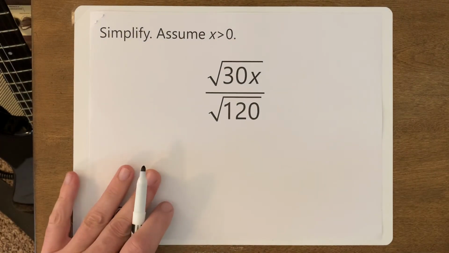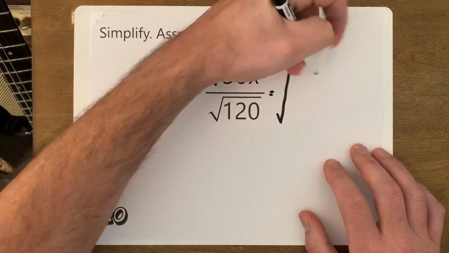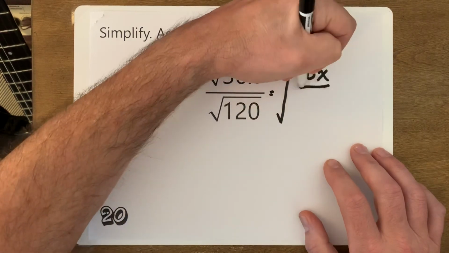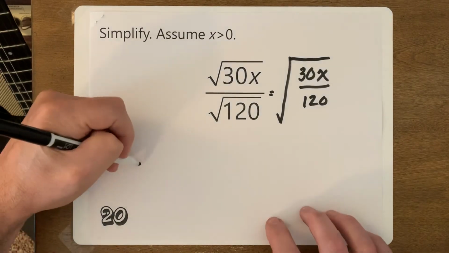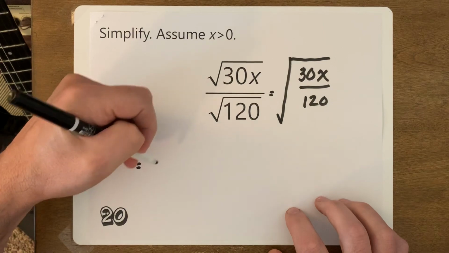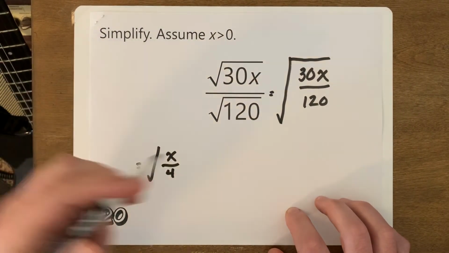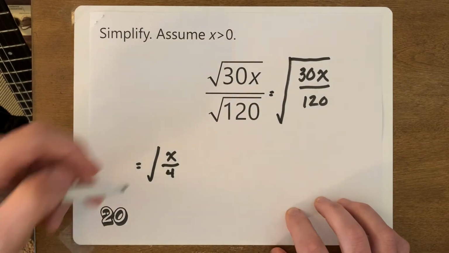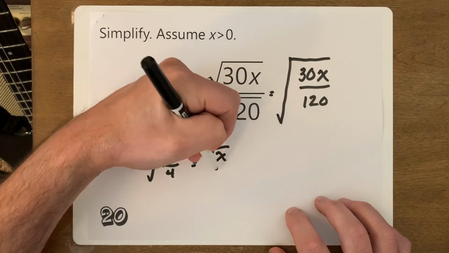Okay, this time we're going to go ahead and do like we did before, square root of 30x over 120. So if we're looking at that now, 30 goes into 120 four times. And so if it goes into it four times, we really have the square root of x over 4, because we're just dividing both of these by 4, right? And so if we have root x over 4, we can now split it back up into root x over root 4.